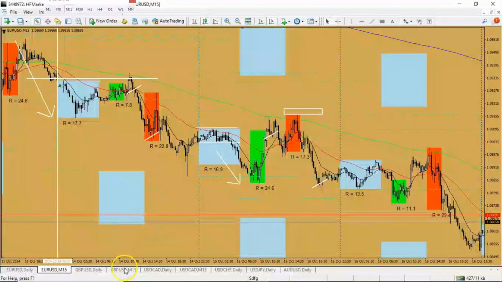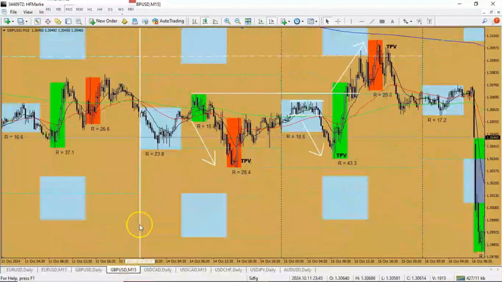Going into GBPUSD, we have a head and shoulders pattern spread out over 2 days. We have the first shoulder here, we have the head over here, and we have the second shoulder over here.